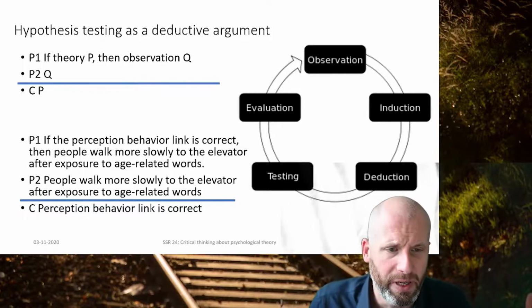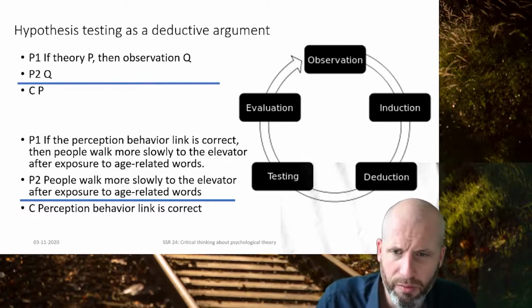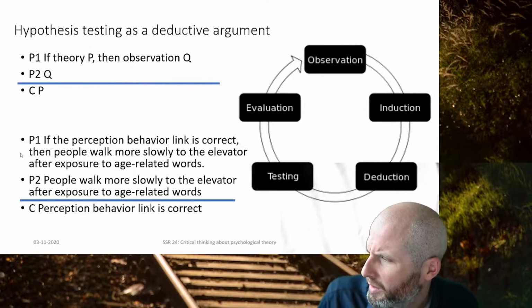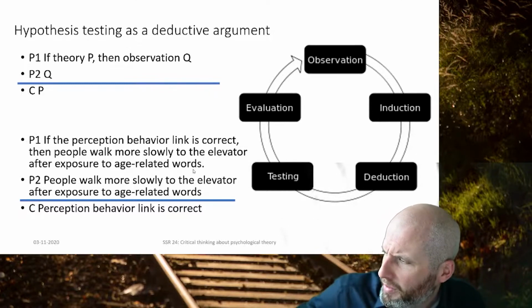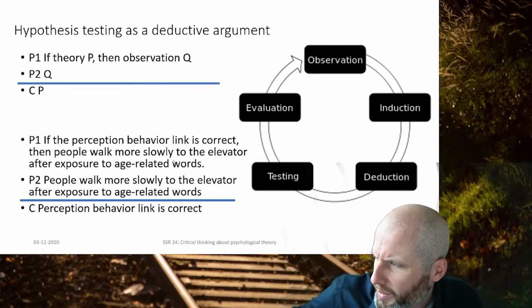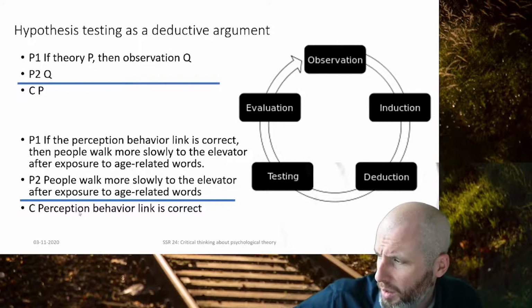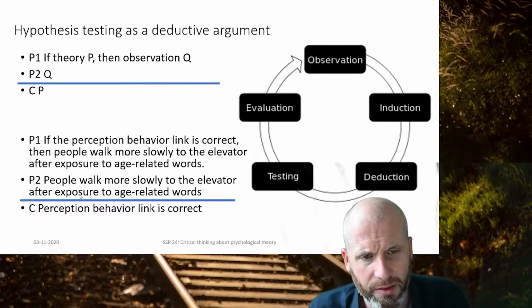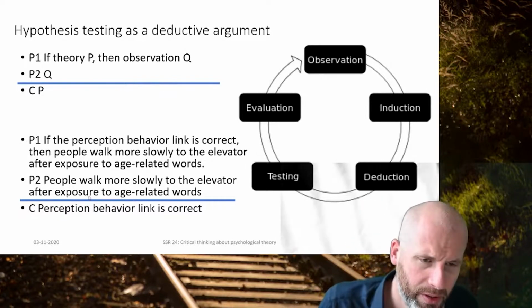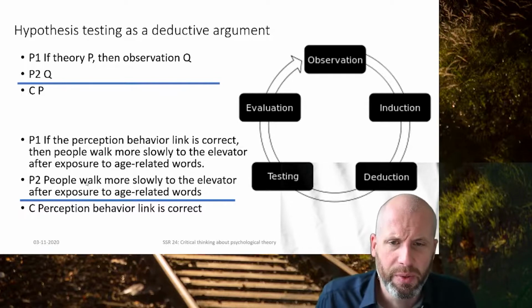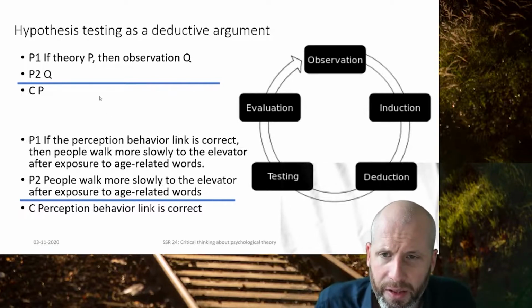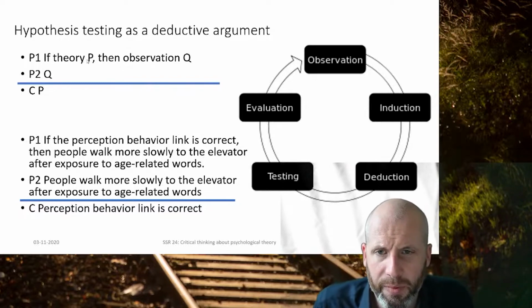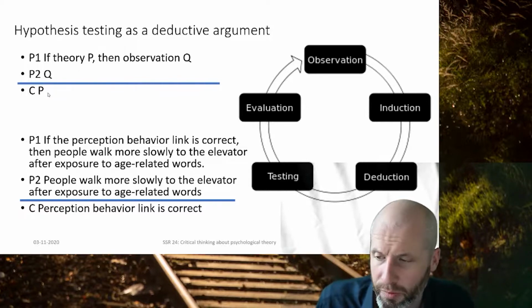But that is what's happening a lot in research, right? So you do see a lot of reasoning in this manner. If the perception behavior link is correct, then people walk more slowly towards the elevator after I've exposed them to age-related words, the stuff we talked about. I've confirmed that prediction, so that must mean that the perception behavior link is correct, or at least it's support for my theory. But that's a weird way of reasoning, right? Because we know we can't strictly, in a deductively logical sense, conclude anything from confirming Q if we've just claimed if P then Q, right? So Q being true has no logical bearing on the truth of P, as you know.